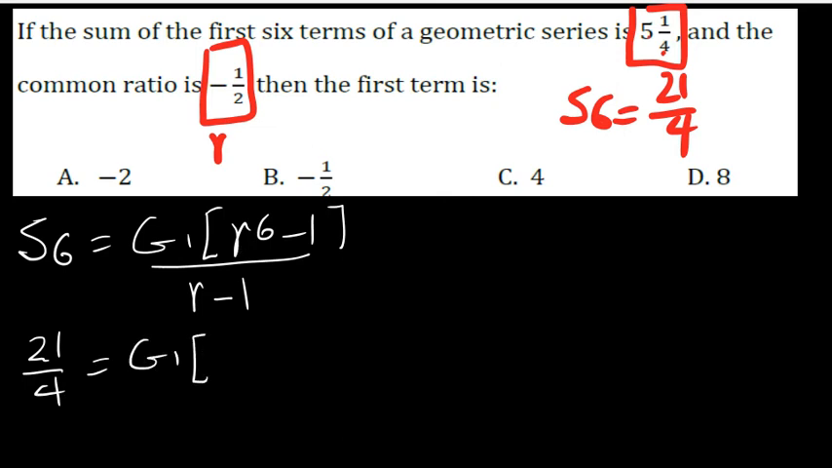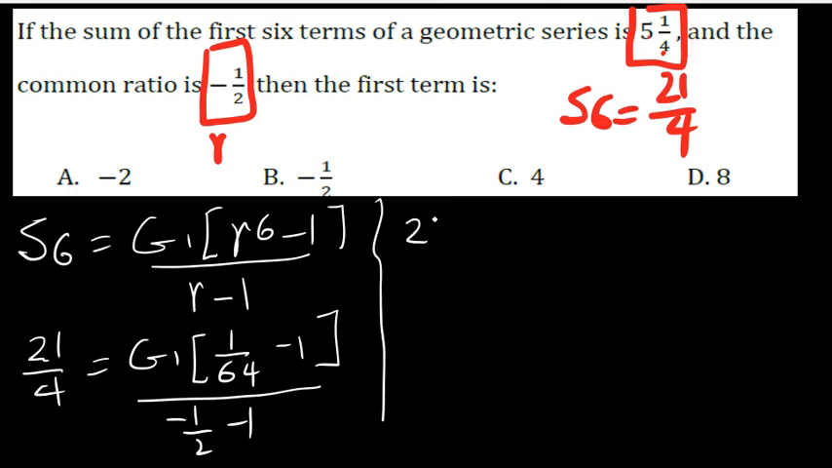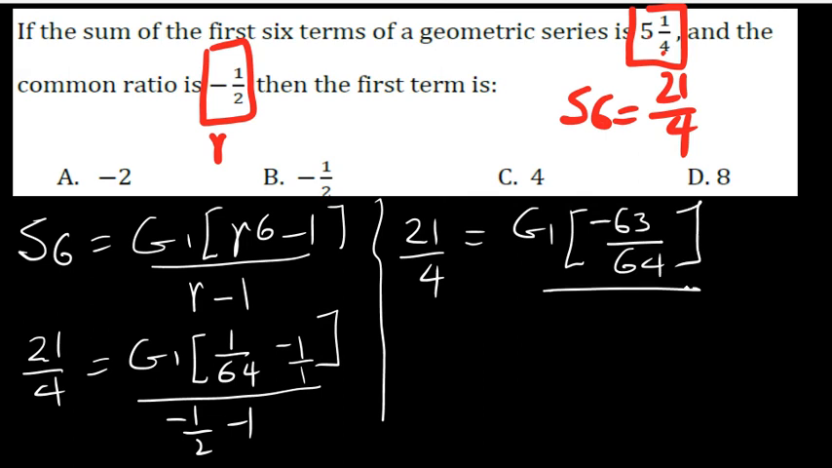then r is negative 1 over 2, to the power of 6 means 1 over 64, minus 1, the whole over negative 1 over 2 minus 1. This means 21 over 4 is equal to g1 in brackets, when you subtract this, it is over 1, 1 minus 64 will be negative 63 over 64, the whole over, when you subtract here also, it's over 1, negative 3 over 2.